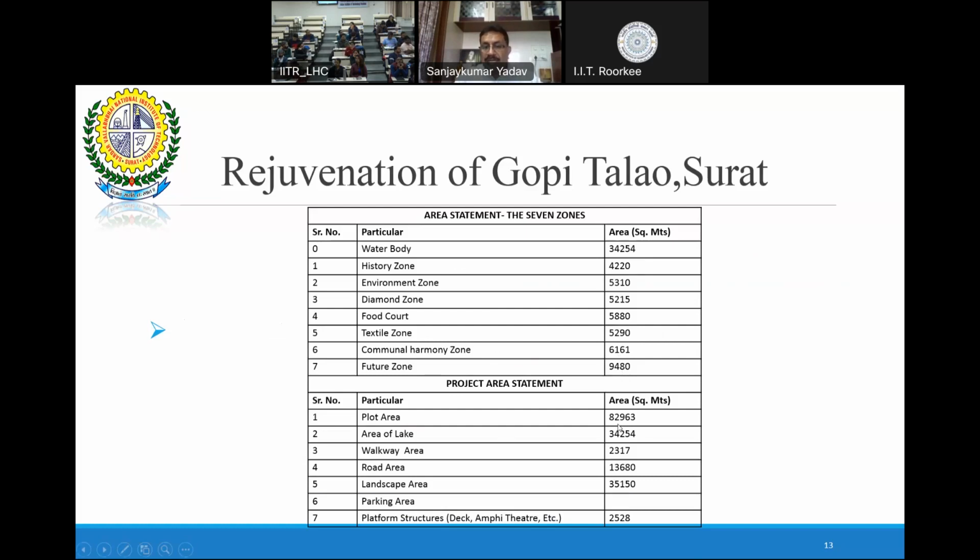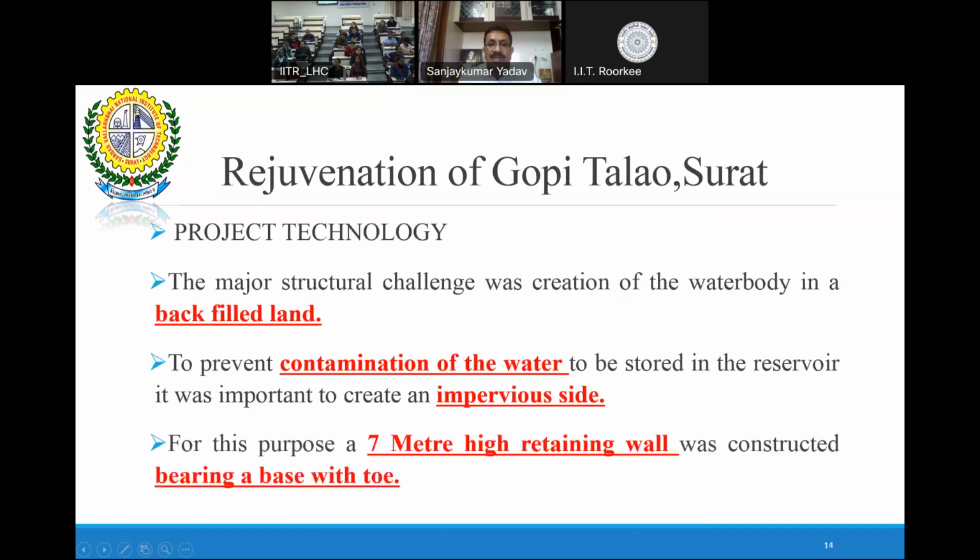The plot area is 82,963. The area of land 34,254. See the area of walkway, it is 2,317. The road area is 13,680. The landscape area is 35,150. The platform, decks, etc., amphitheater, has been planned in 2,528 square meters.